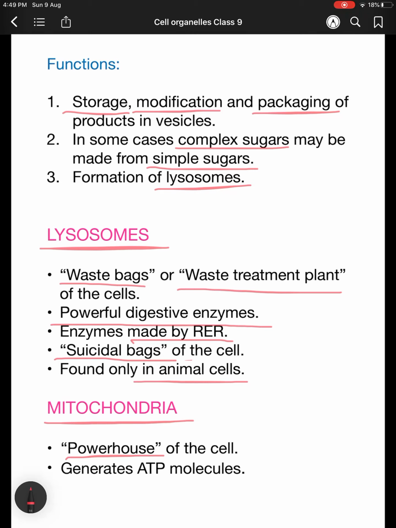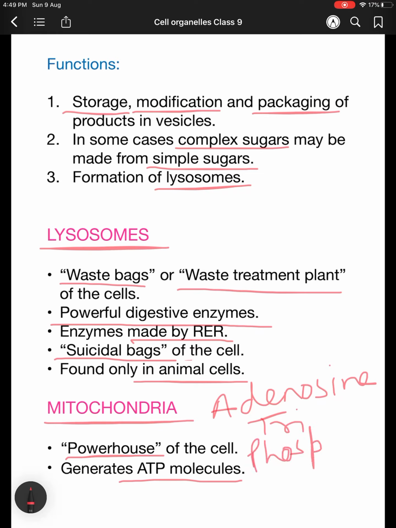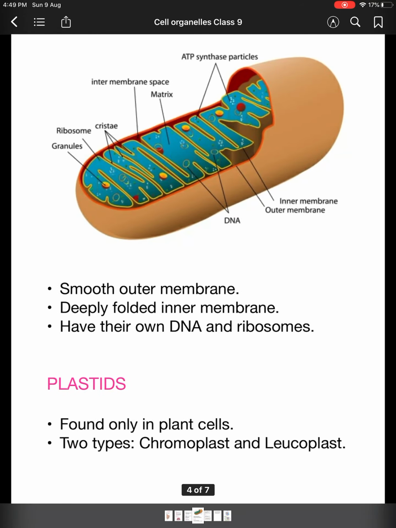They do an important function, that is the function of respiration inside the cell, and energy is generated in the form of ATP molecules. ATP means adenosine triphosphate. So, energy is released in the form of ATP molecules.